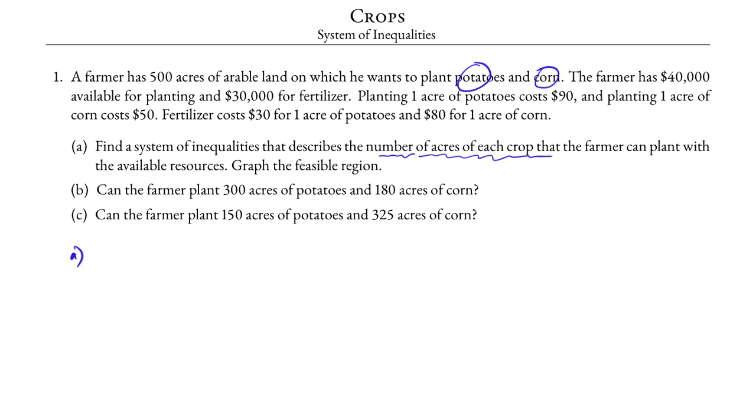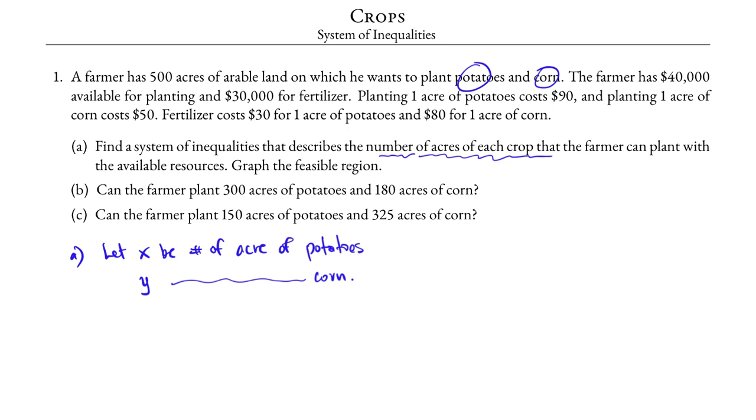And so we will let x be the number of acres of potato crops. And so x represents the number of acres of potatoes specifically. Then y be the number of acres of corn crop.